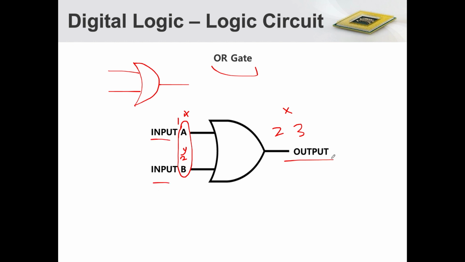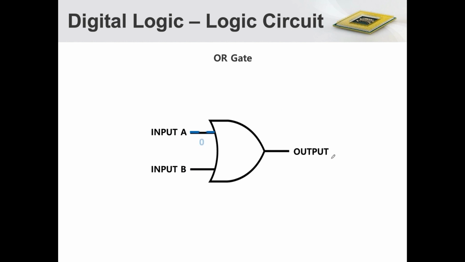So let's take a look. If let's say we have the possibility of input, which is 0 0, the output will be 0, and then if let's say we have 0 1, the output is 1.